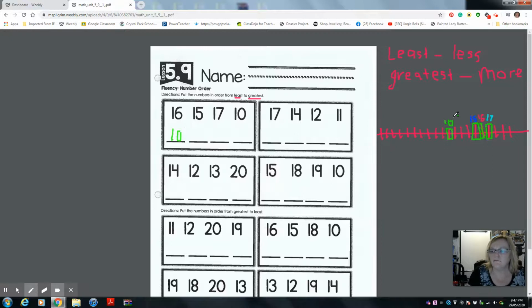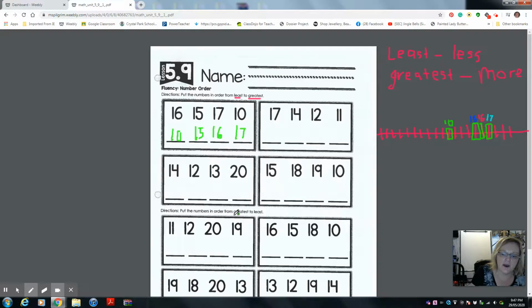Now we can see the order. 10, 15, 16, 17. Smallest, least, to the largest, greatest. Less to more. Right? Yes. So that's how you do this one.